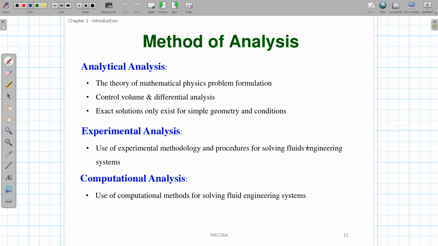So this basically means that we are mostly focusing on the basic theories, governing equations, how to derive those governing equations, fundamental concepts, and those kinds of things. Okay, and for the other two, you will be able to learn them in other classes.